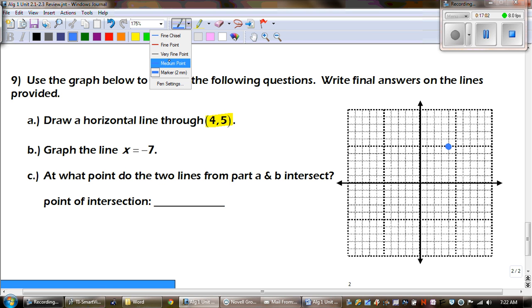Next, it tells me to graph the line of x equals -7. Well, x equals -7, that is a vertical line. So at -7, which is right there, I'm going to graph my line. As I draw my line, I'm making sure to add the arrows. And now C is saying at what point do the two lines, oh, I forgot A, it's to draw a horizontal line. Whoops. Okay, so I'm going to draw a horizontal line through that first point.